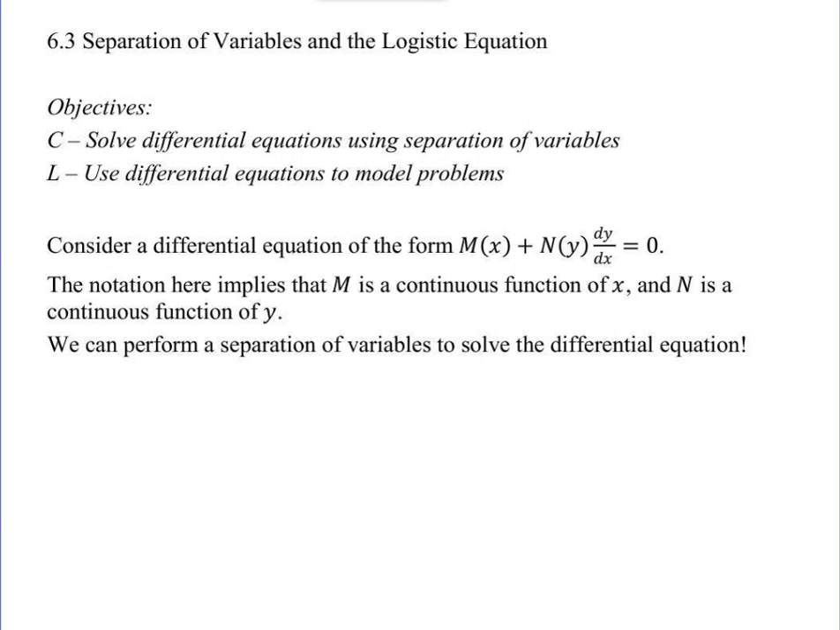But first of all, take a look at the differential equation that's in this form. We have some function in terms of x, and then another term, and that function is in terms of y, and the dy over dx is attached to the term that has the function in terms of y, and it's all equal to 0. If you have a function in that form, then you can perform a separation of variables to solve the differential equation. Very exciting. So what's going to happen here?